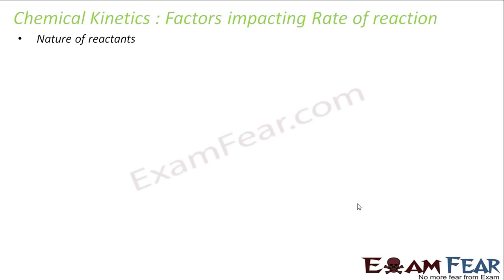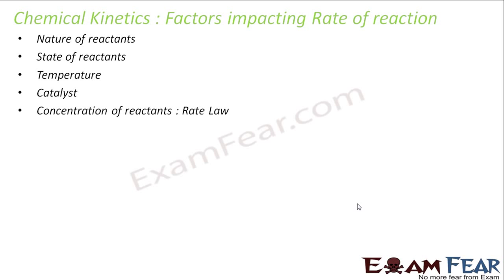The first factor is the nature of the reactants. The next is the state of the reactants. Third is temperature. Fourth is catalyst. Fifth is the concentration of the reactants, and there's a law given to explain that, called the rate law. We'll understand all these factors in detail now.